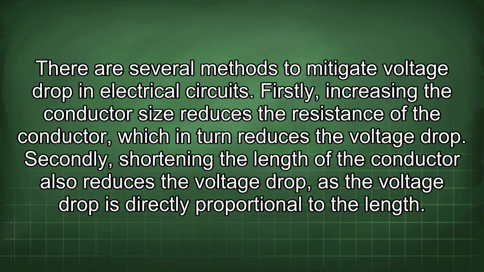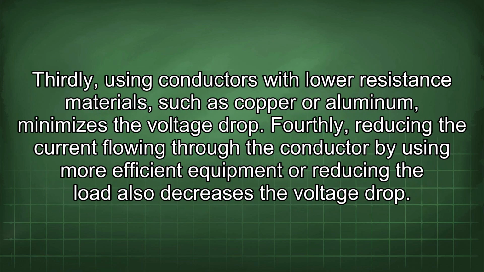There are several methods to mitigate voltage drop in electrical circuits. Firstly, increasing the conductor size reduces the resistance of the conductor, which in turn reduces the voltage drop. Secondly, shortening the length of the conductor also reduces the voltage drop, as the voltage drop is directly proportional to the length. Thirdly, using conductors with low resistance materials, such as copper or aluminum, minimizes the voltage drop.